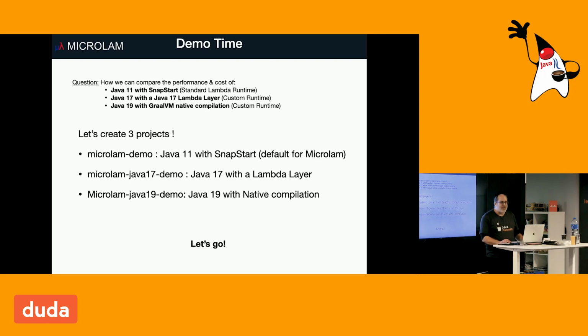So the demo is very ambitious. I want to compare the performance and the cost for running Java 11 with SnapStart, Java 17 with a Lambda layer, so it's also a custom runtime, but it will be without compilation, but it's a better version of Java, let's say. And finally, Java 19 with GraalVM native compilation. If someone is reading this and had already tried it, he should think I'm crazy because it looks impossible. But let's try to do it.